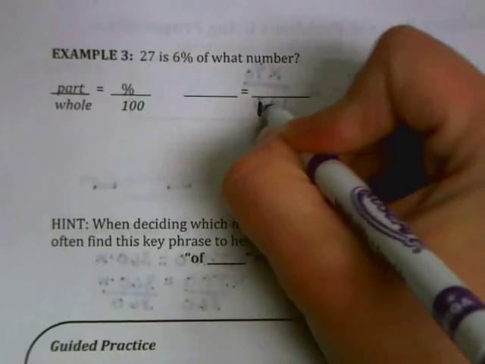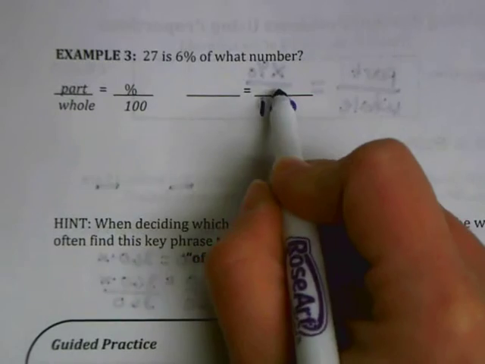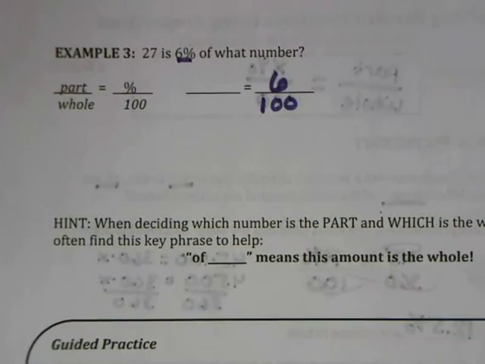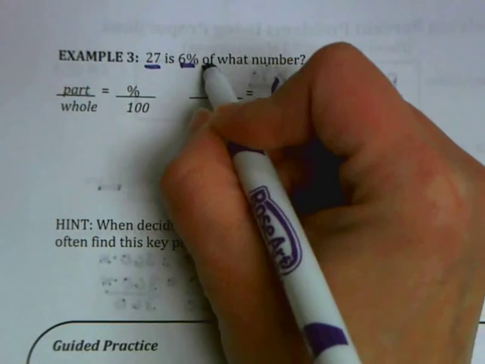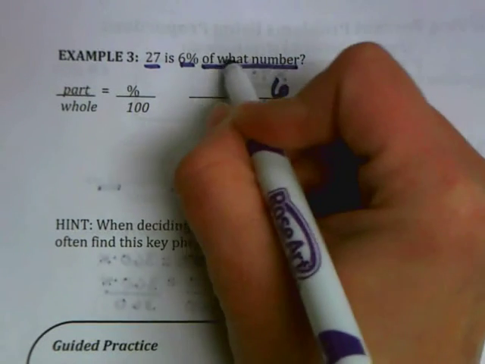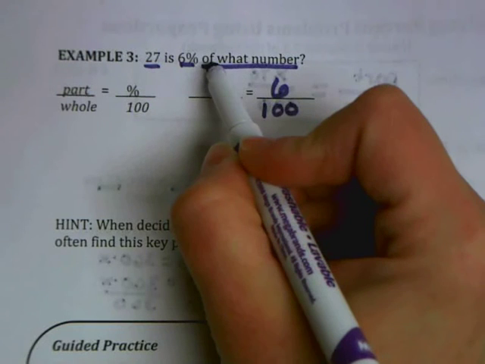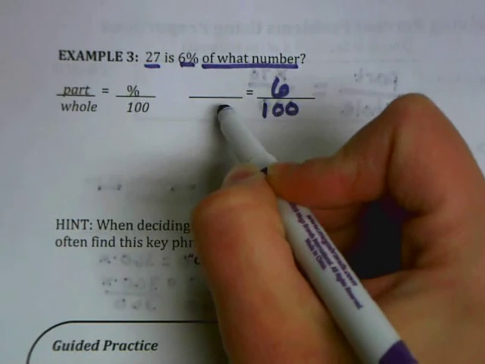Okay, I know my 100's always going to go there, so I can start with that. Am I given the percent to go on top of it? 6%. Okay, yes. Now, I'm asking, 27 is 6% of what number? Of what bigger number? Of what whole number? Wherever that "of" is, guys, whatever's after "of" is your whole. That goes on the bottom.